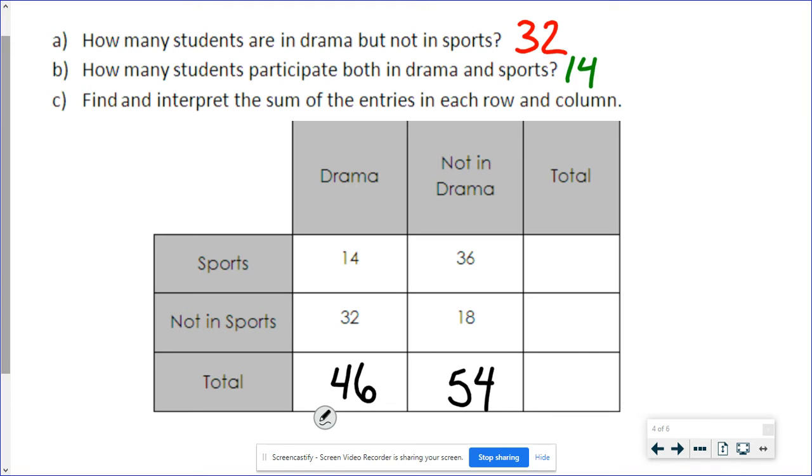And then if I go ahead and go across the rows, 14 plus 36, that would be 50 are in sports. 32 plus 18 is also 50. And again, that number is the number that are not in sports. Now, if I add the total either for the rows or for the columns, either way, I get 100. That means that they asked 100 people for this survey.